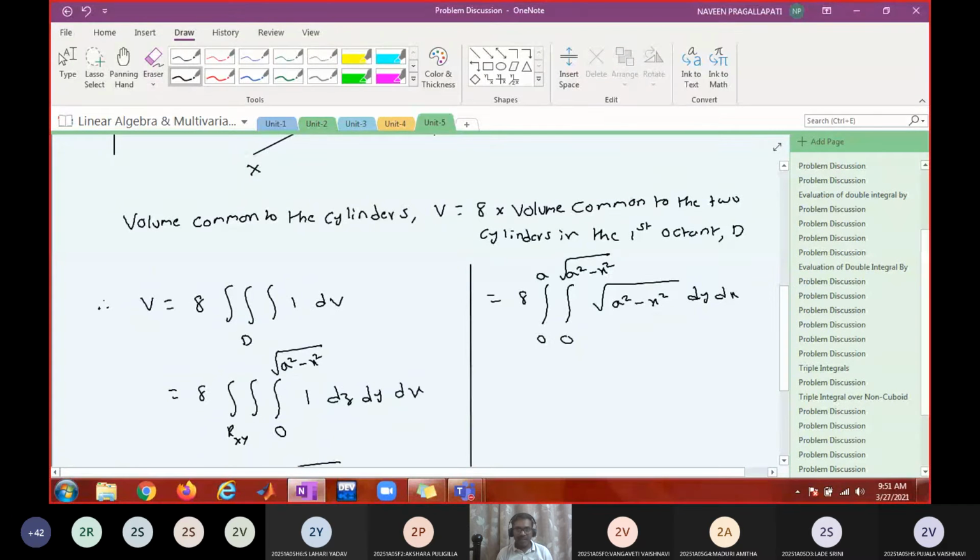Can you please tell me the integral of this function? What is the root of a square minus x square formula? Is it x by 2?